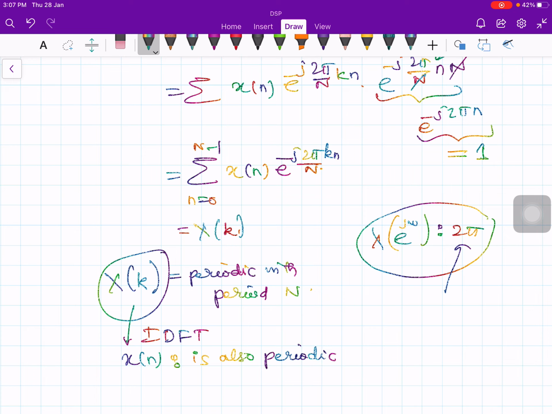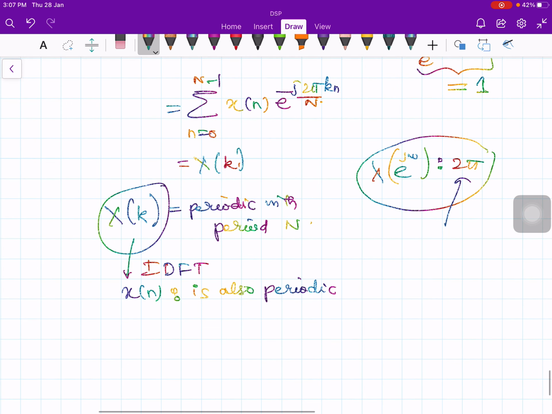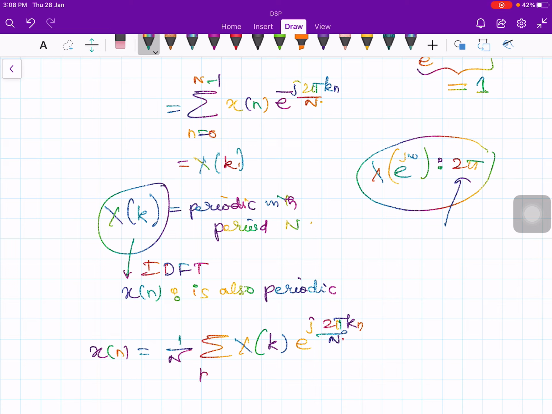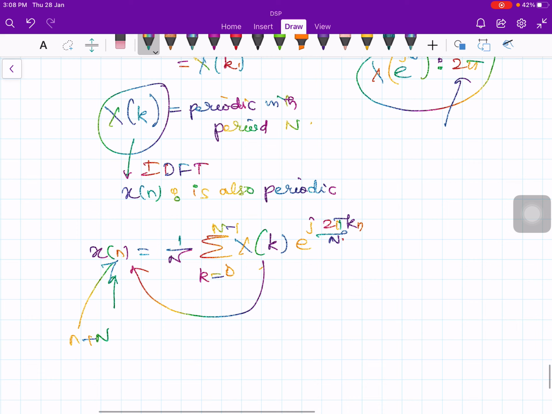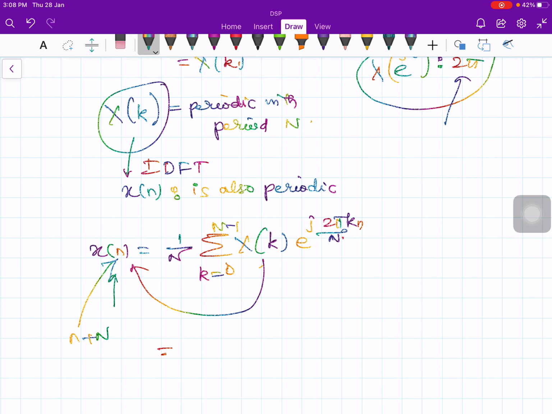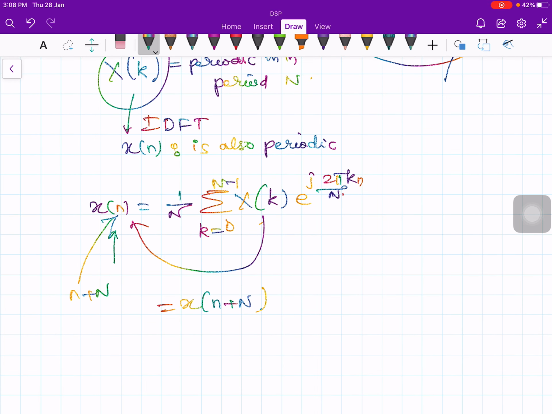Originally x of n is a finite length sequence, right? So how do you find x of n? x of n is equal to 1 over N summation of capital X of k e to the plus j 2 pi kn divided by capital N, where k goes from 0 to capital N minus 1. Now this x of n is also periodic if you find it from X of k. Again here you replace n by n plus capital N. It does not change. So this will be equal to x of n plus capital N, right?